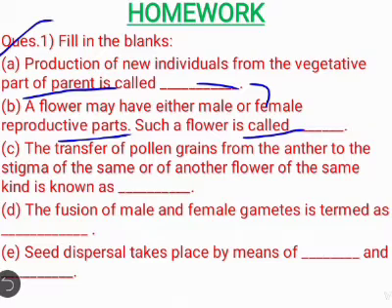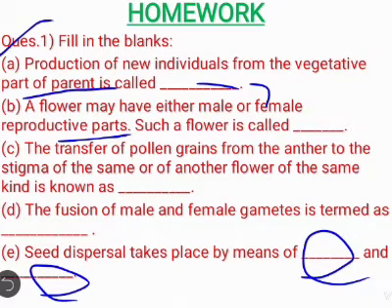Now the third fill-up: the transfer of pollen grain from the anther to the stigma of the same or of another flower of the same kind is known as self-pollination or cross-pollination. You have to write the correct answer here. Now the fourth one: the fusion of male and female gamete is termed as. What is the term given to the fusion of male and female gamete? And the fifth fill-up: seed dispersal takes place by means of. Seed dispersal takes place by means of which?